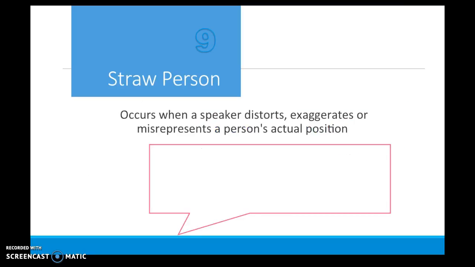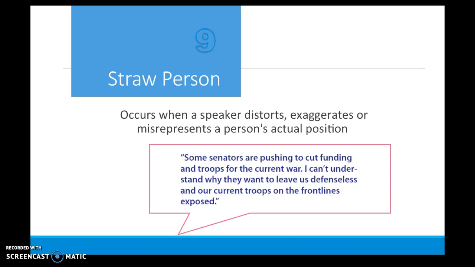Straw person. This occurs when a speaker distorts, exaggerates, or misrepresents a person's actual position. So you always present other speakers' arguments as presented. Here's an example. Some senators are pushing to cut funding and troops for the current war. I can't understand why they want to leave us defenseless and our current troops on the front lines exposed.